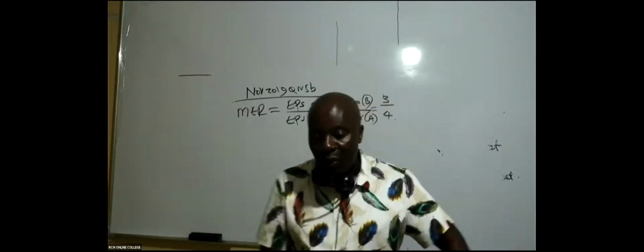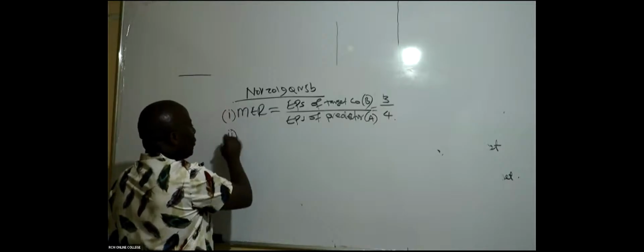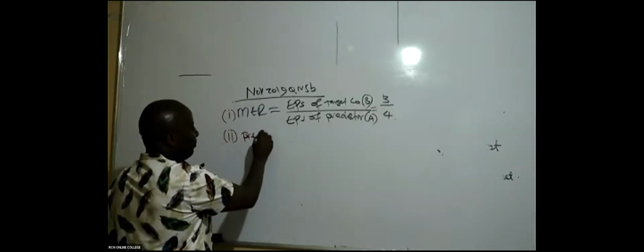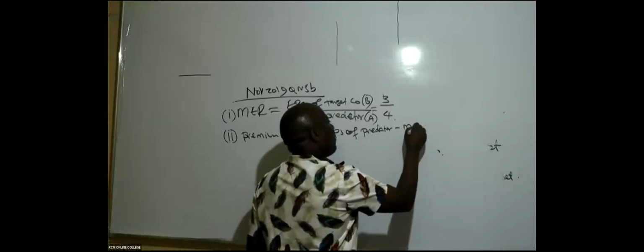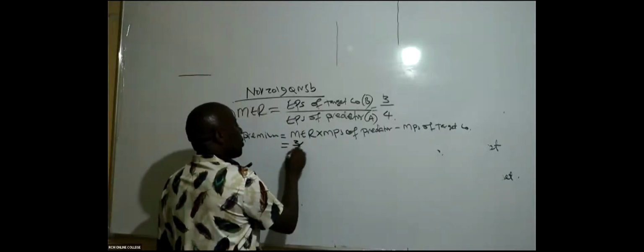All right, and then I will go straight away to number 2. Number 2, they want us to give them the premium. To get premium is very easy. You take the maximum exchange ratio times MPS of the predator, minus MPS of the target company. The maximum exchange ratio we already have.